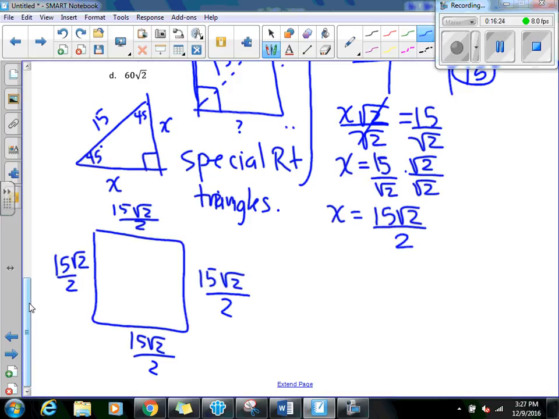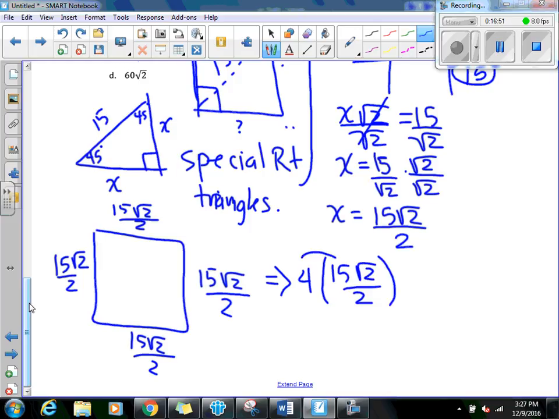Now, there's a lot of ways to think about this, but we're just adding all these together. And so we have 15 radical 2 over 2 being added together 4 times. Guys, we can just multiply that times 4 instead of doing the same math over and over again, okay? You gotta remember to work smarter, not harder.